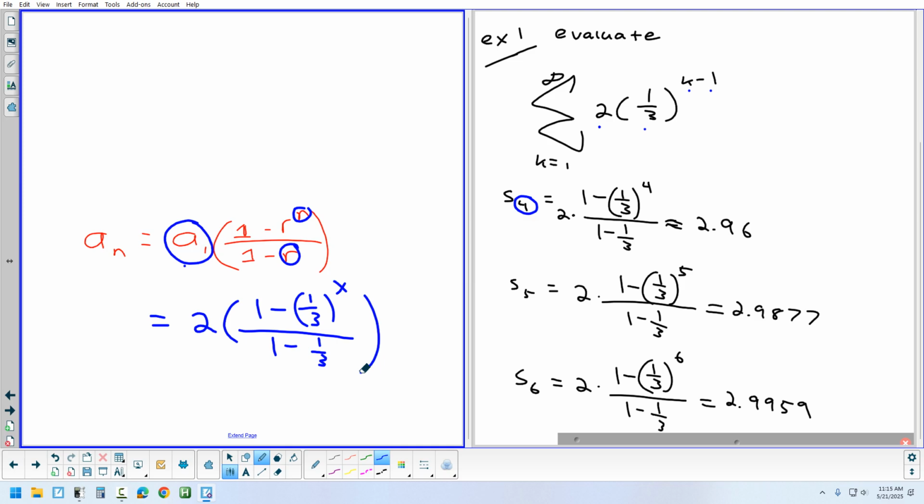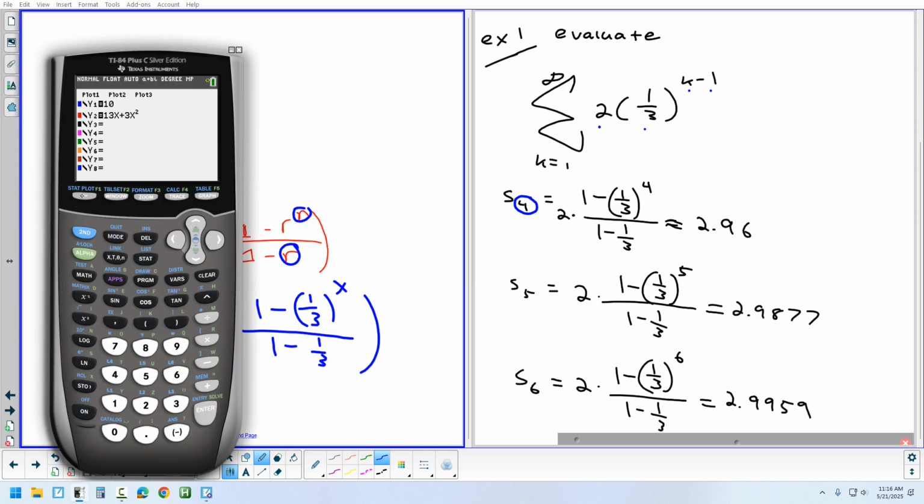So let's put all that in and see if we can calculate those values using a table, just in case I say, like, I want you to tell me what's S4 through S10. Well, that's going to take forever if you're going to keep typing them in like that. Well, let's do it on a table.